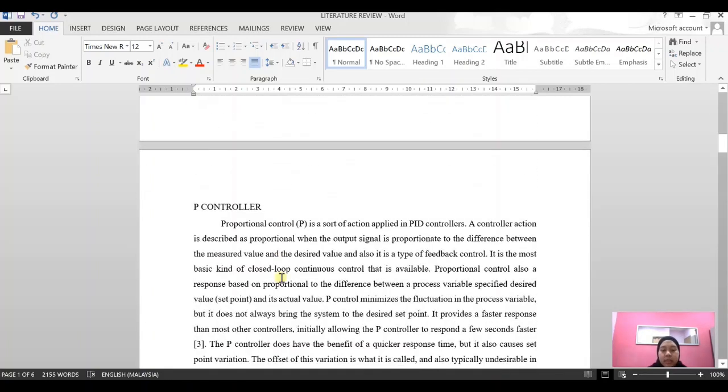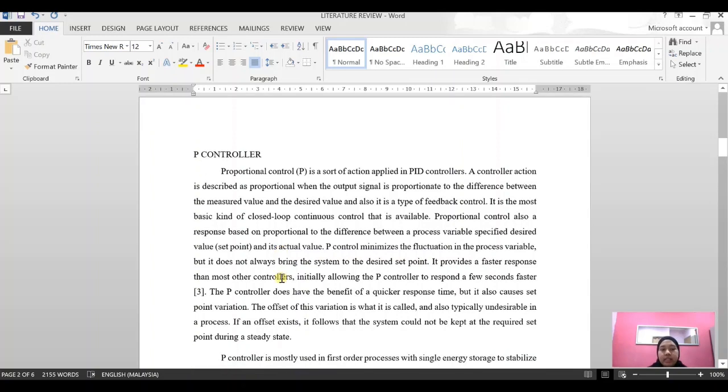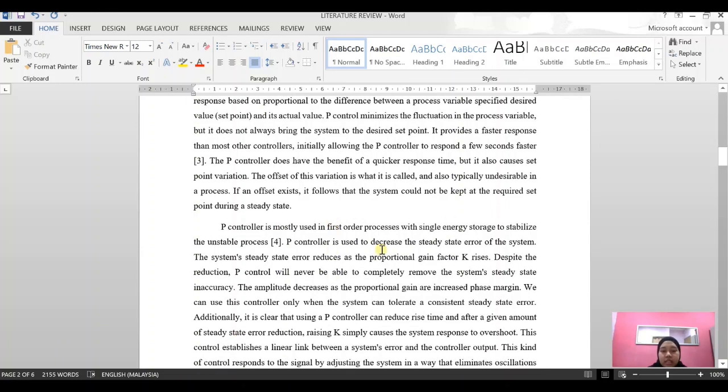So next we go to the P controller. A P controller is a proportional control. The controller action is described as proportional when the output signal is proportionate to the difference between the measured value and the desired value, and it is also a type of feedback control. The P controller is mostly used in first order processes with a single energy storage to stabilize the unstable process, and P control is also used to decrease the steady state error of the system.